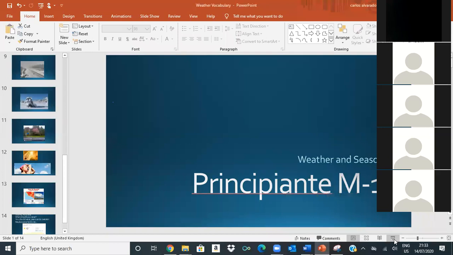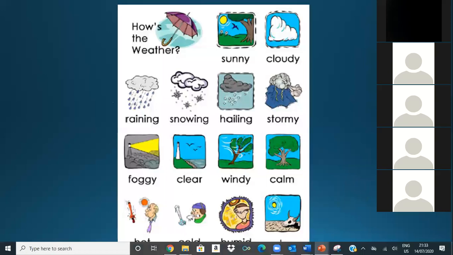Okay. I want you to help me describe these places. First, I'm going to give you the vocabulary. Repeat after me. Sunny. When you have a lot of sun. Cloudy. Raining. Snowing. Hailing. What does hailing mean? Granizando. Cuando está cayendo granizo. Very good. Stormy. Storm.